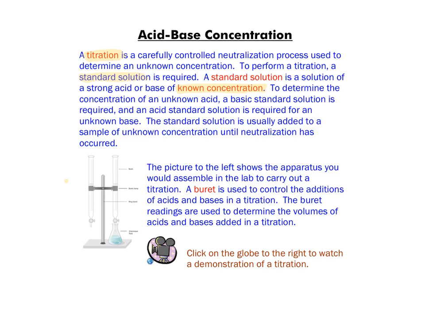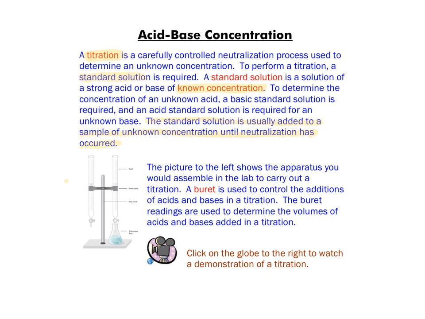And to find the concentration of the opposite, in other words, if you know the concentration of a strong acid and you want to find the concentration of a strong base, we would use a titration and we would neutralize the acid and the base. Drop by drop, you do it until you see when the solution is neutralized. Okay? And that's what it touches on here. The standard solution is usually added to a sample of unknown concentration until neutralization has occurred.